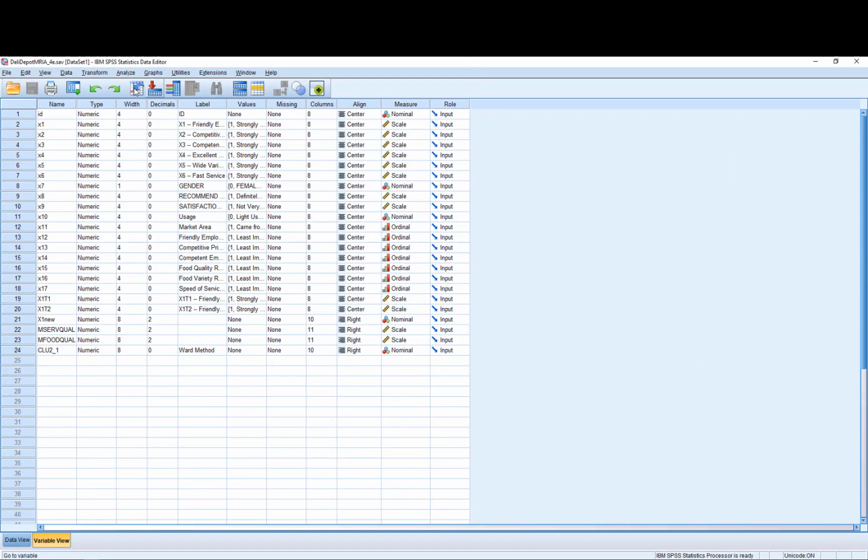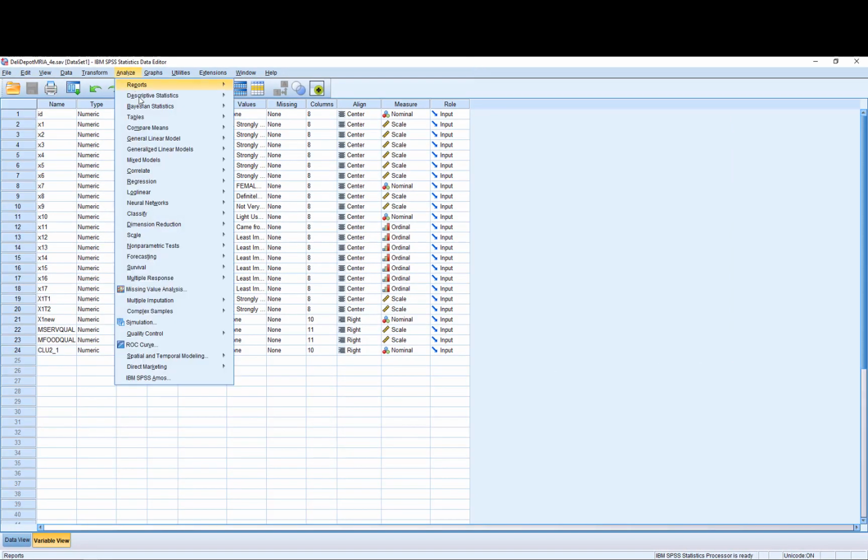So what do I mean by this? We go to analyze, descriptive statistics. You have two options. You can use frequencies or you can use descriptives. I like to use frequencies because I can get all of the same information, and I can also get a chart that shows distributions as well, which, being a visual learner, I find it easier to look at.